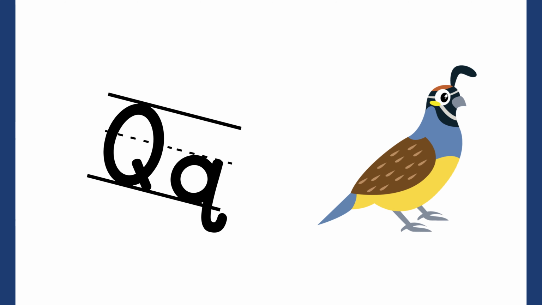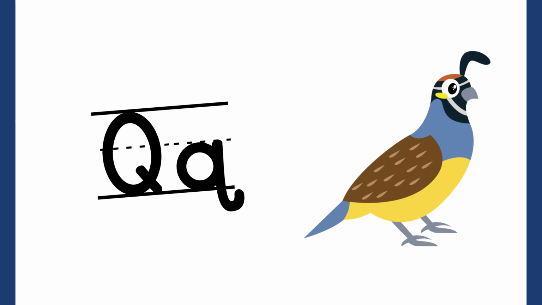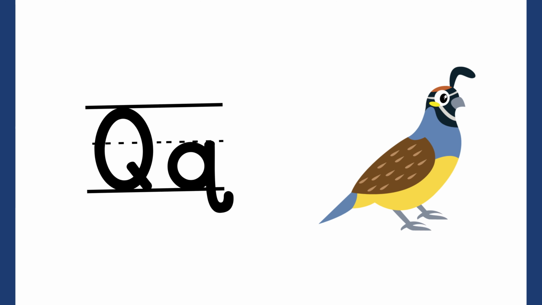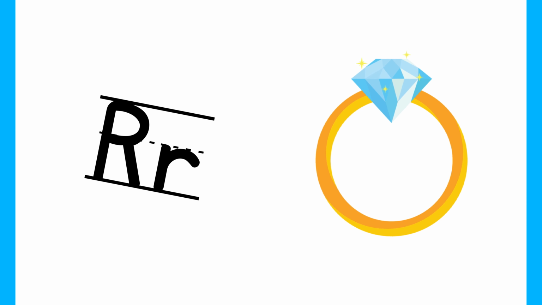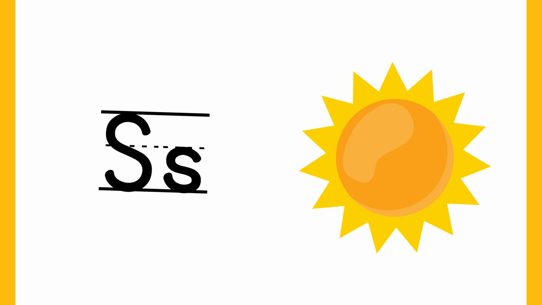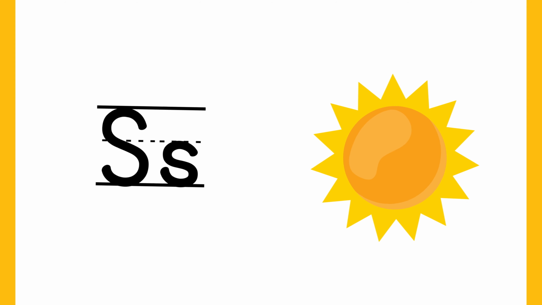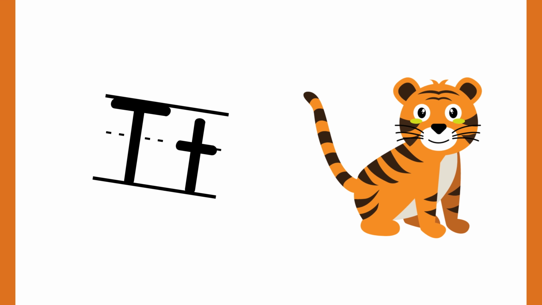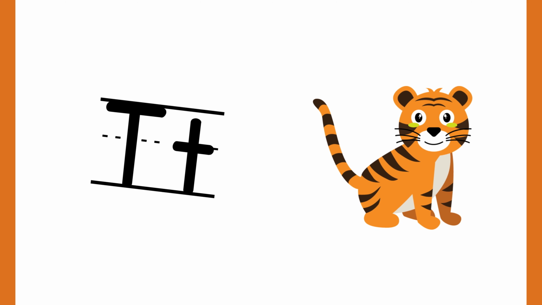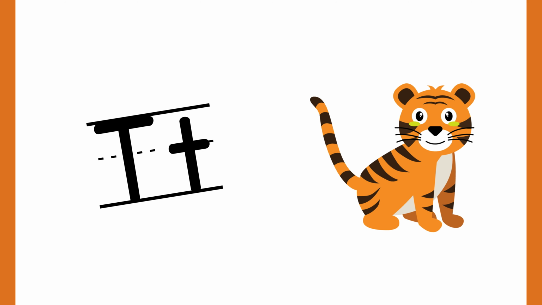Q, and Q is for quail. R, and R is for ring. S, and S is for sun. T, and T is for tiger.